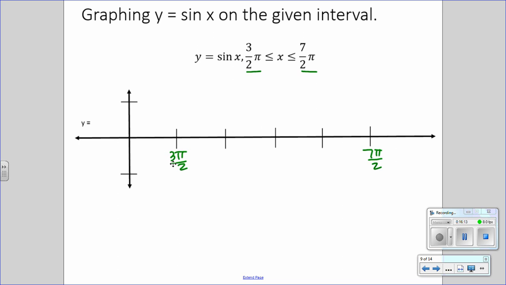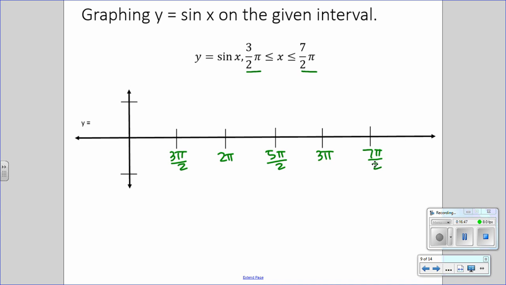3 pi over 2, again, so if you look back to our graphs, all of our ones so far have been pi over 2 apart. So pi over 2 larger than 3 pi over 2 is 2 pi. If you do 2 pi plus pi over 2, that is 5 pi over 2. And then 5 pi over 2 plus pi over 2 gives me 6 pi over 2, which is 3 pi. Okay, so again, they're pi over 2 apart, so you're just adding pi over 2 each time to get the tick marks. Then we're using our chart or our knowledge of the graph to go from there.